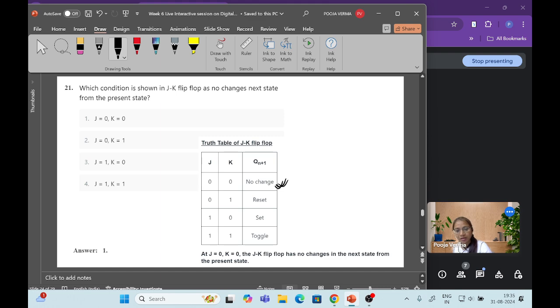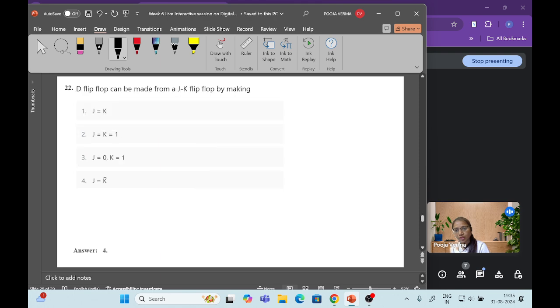Okay, from the present state. Whatever the present output is, for the next state, that output will be the same. So when J and K both are 0, that represents the no change state. So option 1 is the correct answer for this question. Okay. So moving to the next question.